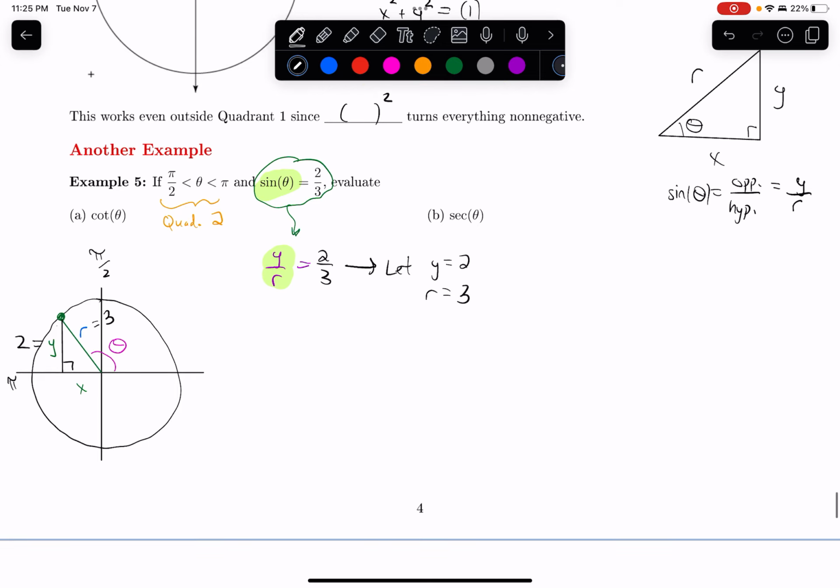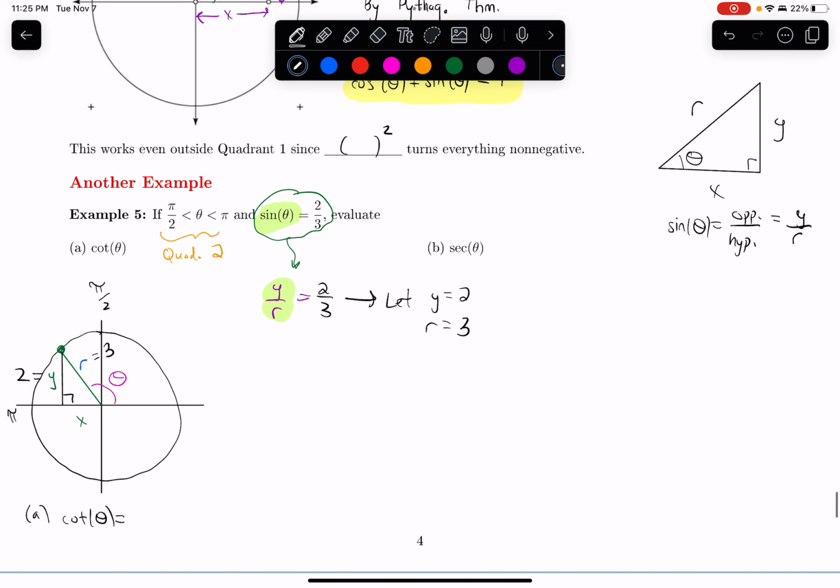Okay, so like in part A, I am trying to figure out what cotangent of theta is. So cotangent of theta. Okay, and I know cotangent of theta in my unit circle is x over y. Okay, so I know what y is. I know my denominator. My denominator is 2, but I don't know x yet. So, well, we have a right triangle, so let's use some Pythagorean theorem. So if I do my Pythagorean theorem, we get x squared plus y squared equals 3 squared.